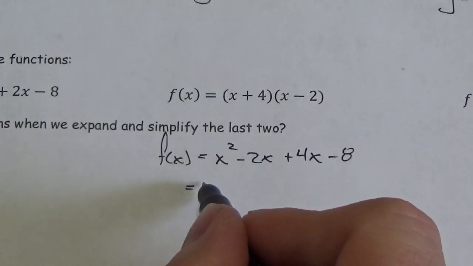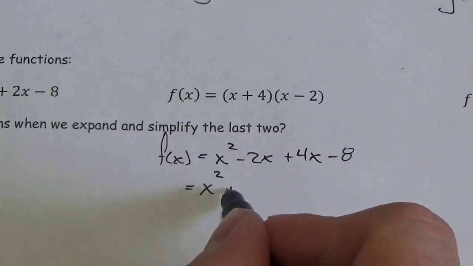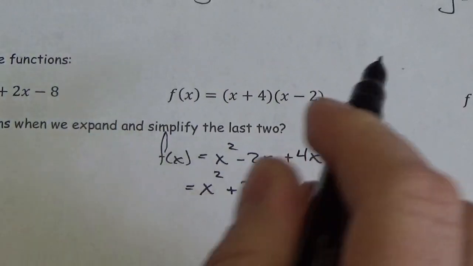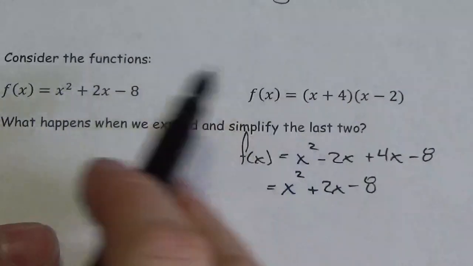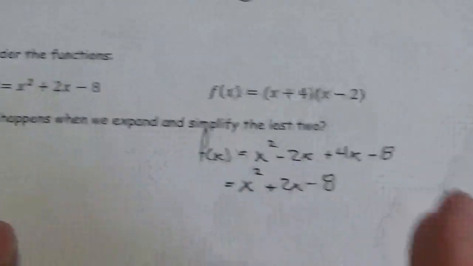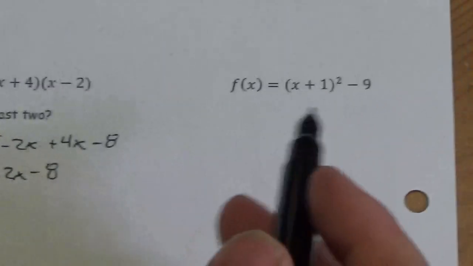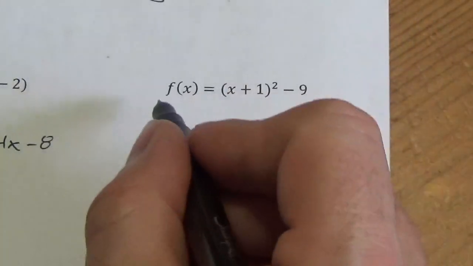And when we combine the like terms in the middle there, we get x squared plus 2x minus 8. So it turns out these two are exactly the same. Okay? And now I suspect that the last one here is also going to be the same, but let's have a look.